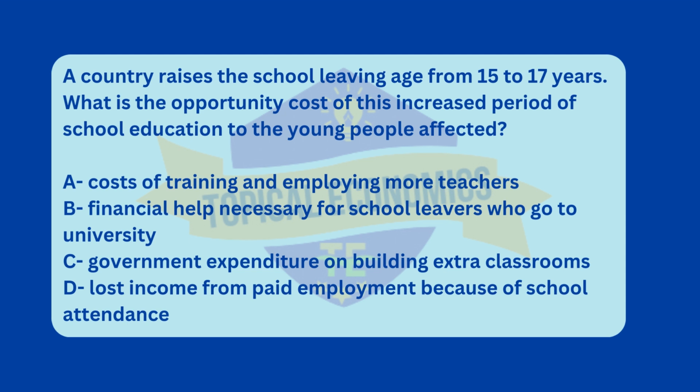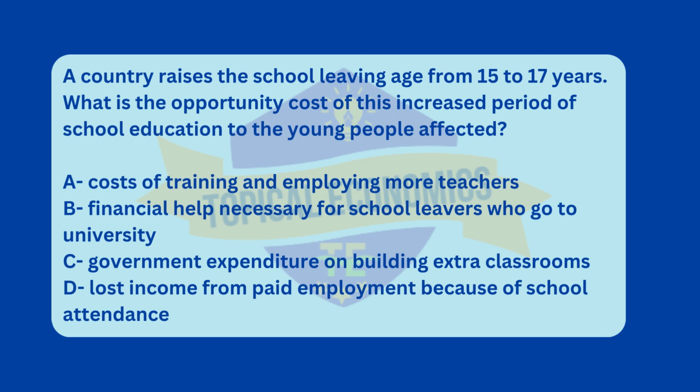Moving to question 22. A country raises the school leaving age from 15 to 17 years. What is the opportunity cost of this increased period of school education to the young people affected? A. Costs of training and employing more teachers. B. Financial help necessary for school leavers who go to university. C. Government expenditure on building extra classrooms. D. Lost income from paid employment because of school attendance. This question is from year 2016 February-March version 2 paper. The correct answer for this question is option D.